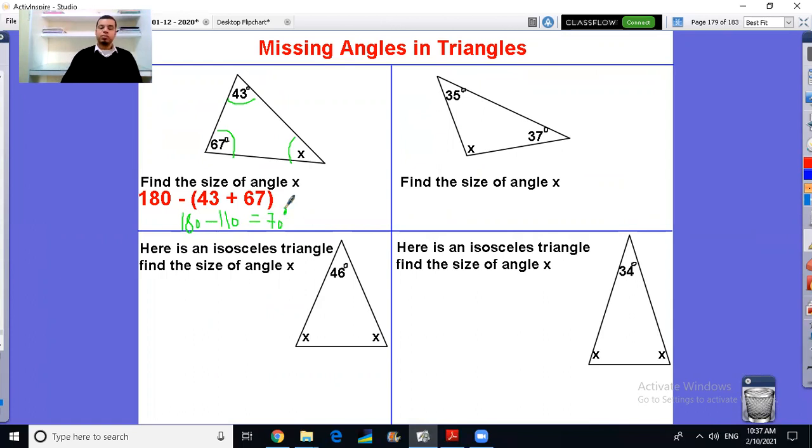I want you now to pause the video, answer this question on your own, following the same steps, then get back to the video to check your answer. Here, x, we need to find it. We know the three angles together make 180. I'm going to add these two angles together, then subtract the answer from 180. Perfect. So it's going to be 180 minus the two angles together, which make 72. When you subtract, it's going to be 108 exactly. 108 degrees.